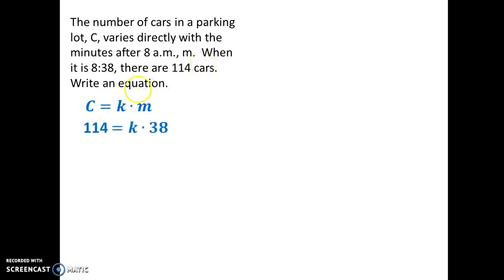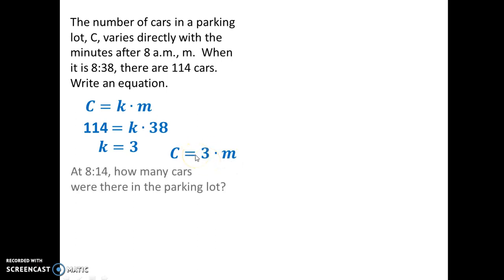All right, in this case, we were told that when there are 114 cars, the time is 8:38. So it says here the minutes after 8 a.m. At 8:38, it's 38 minutes after 8 a.m. So the minutes value is 38, and there's 114 cars. That allows us to solve for k. You can just divide by 38. K equals 3. Now that we know k, we can rewrite the entire model, and we know the model for this direct variation is number of cars varies directly, 3 times m, the constant is 3.